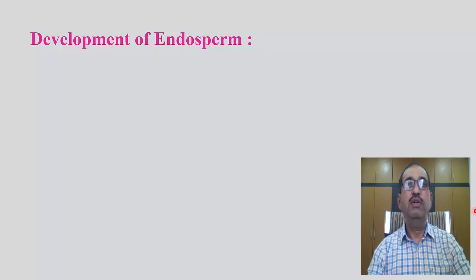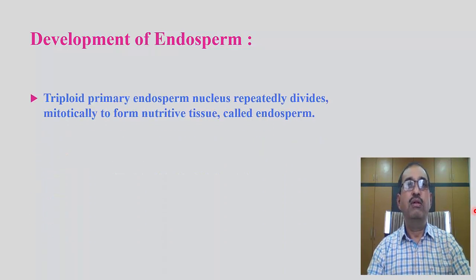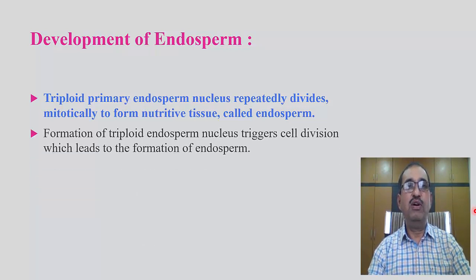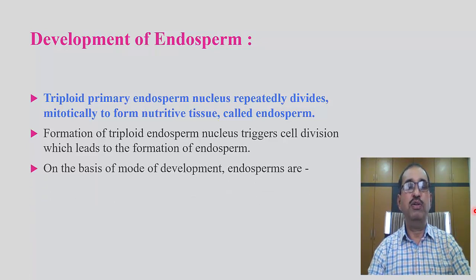We first see development of endosperm. After fertilization, the triploid primary endosperm nucleus, which is formed as a result of triple fusion or second fertilization, repeatedly divides mitotically to form a nutritive tissue called endosperm. Formation of the triploid endosperm nucleus triggers cell division, which leads to the formation of endosperm.